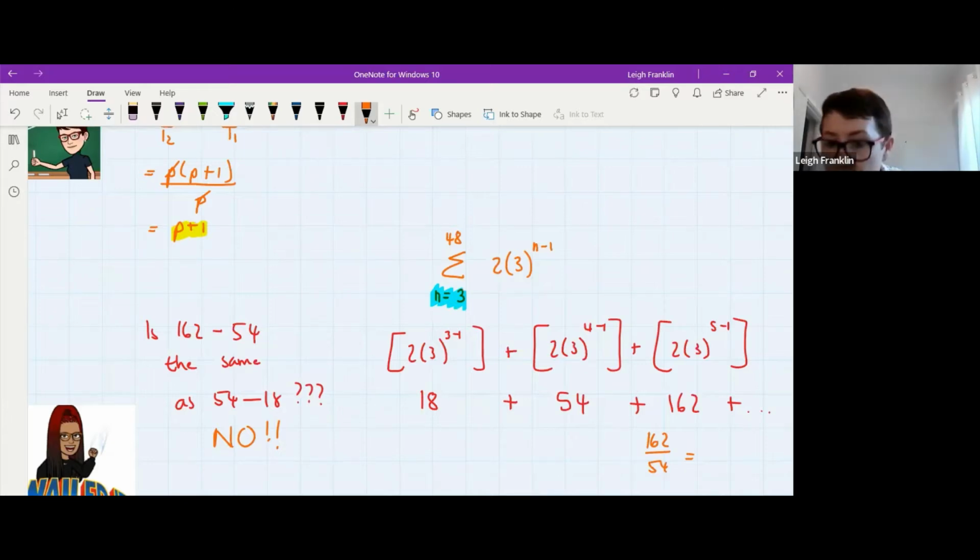We get 3. If we say 54 divided by 18, what do we get? 3. Exactly. We would get 3 as well. Now I want to ask you guys something before we just carry on and actually work this out. Is this a converging geometric series? Can I calculate the sum to infinity here?